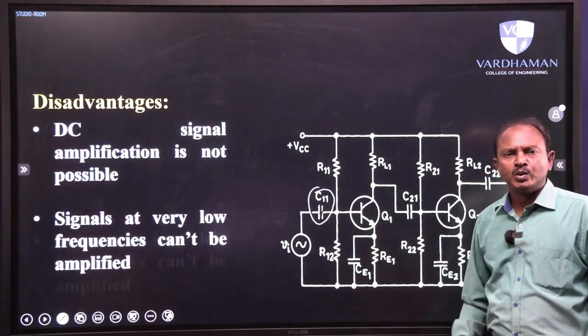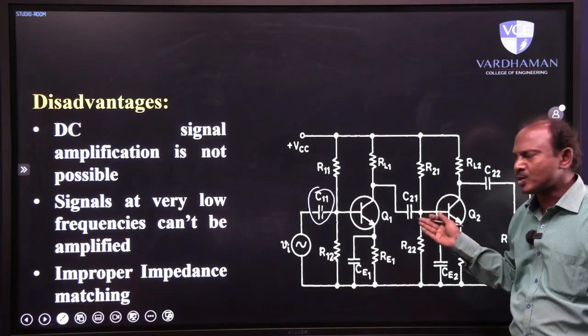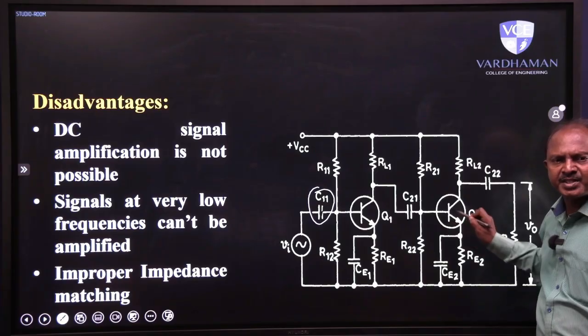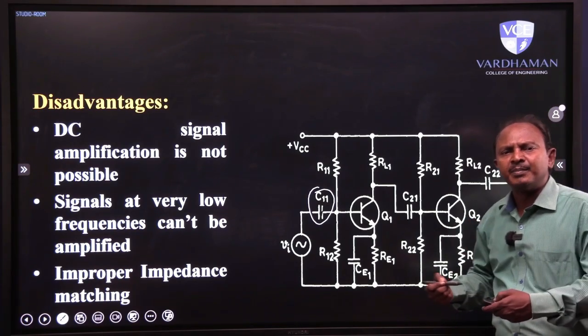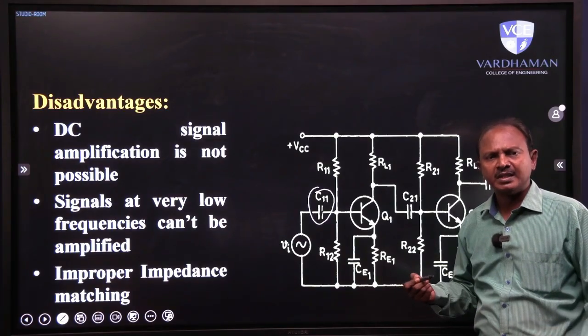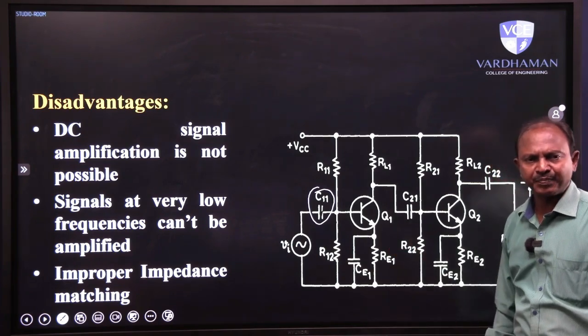Then coming to the third drawback of this circuit, improper impedance matching. Here also there is no flexibility for us to adjust the output resistance of the last stage which is going to interact with the load. You cannot maintain impedance matching between the output stage and the load. That is another drawback of this coupling scheme.